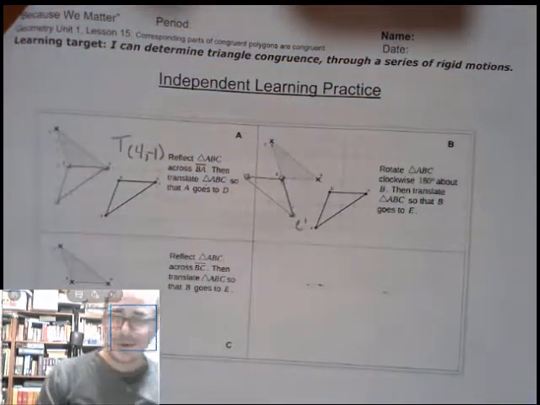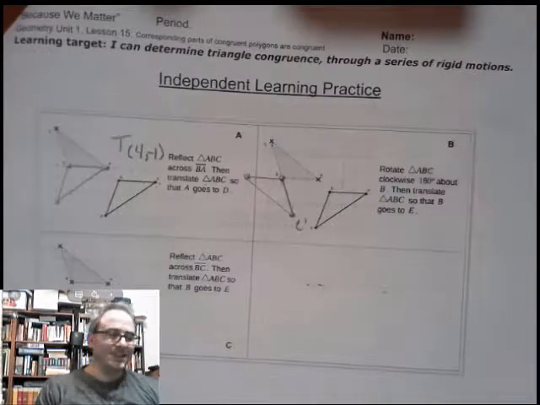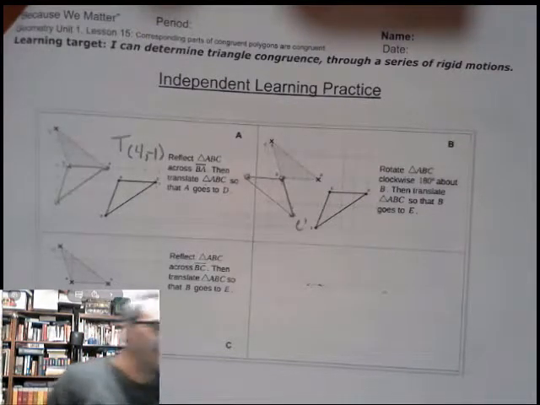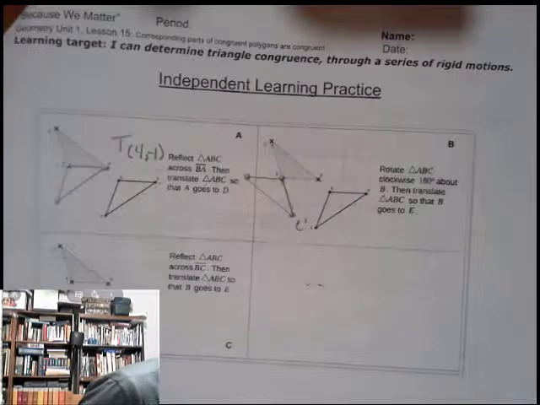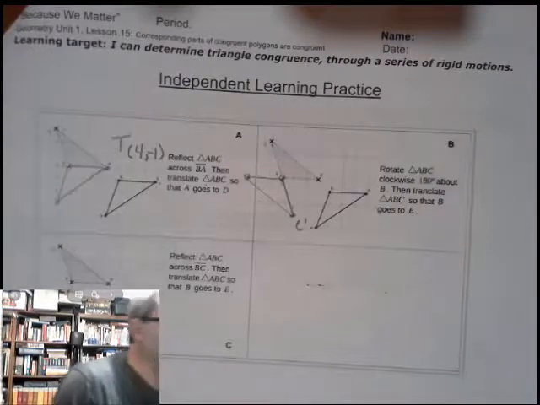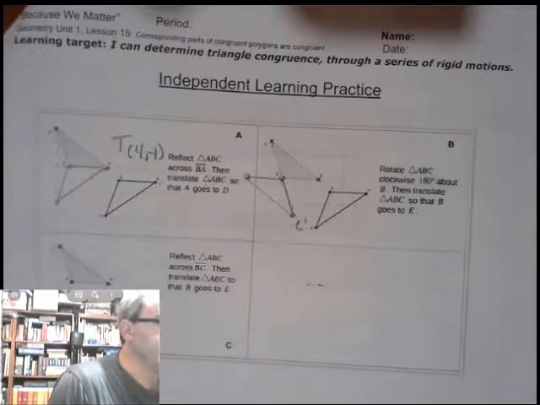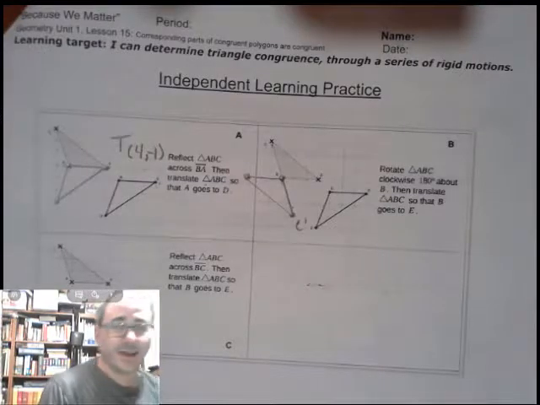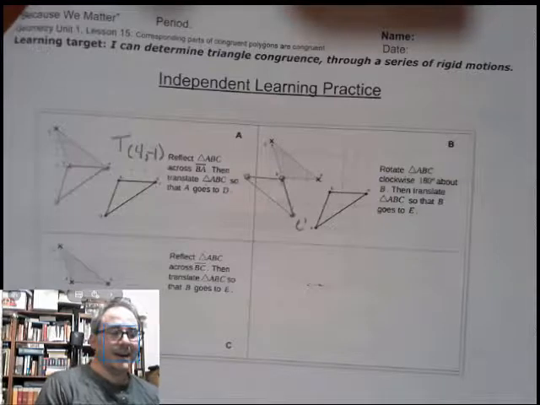All right, there's my triangle, rotated 180 degrees around point B. And then I want you to translate ABC so that B goes on E. Well, I can translate B on E, but when I translate B on E, I'm not going to get this triangle to map. But that's okay. I'm not going to get it to map.